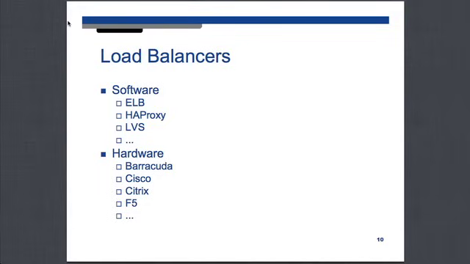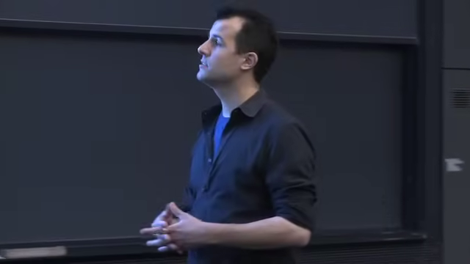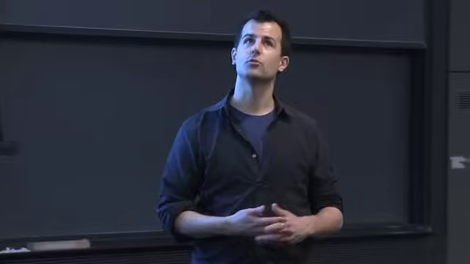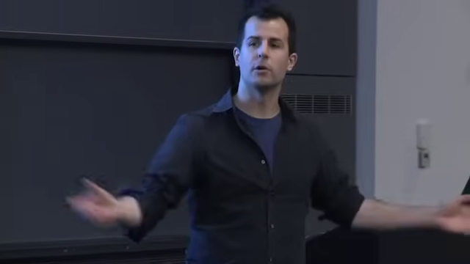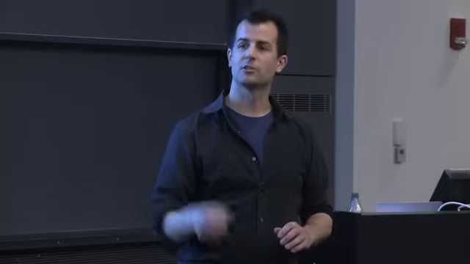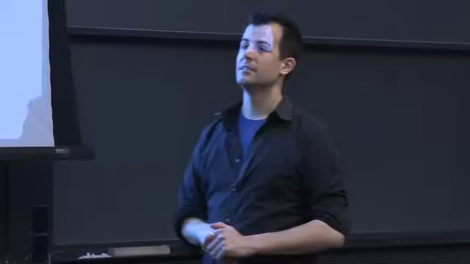And in the world of hardware, people have made big business out of load balancers. Barracuda, Cisco, Citrix, F5 are some of the most popular vendors here, most of whom are atrociously overpriced for what they do. So case in point, Citrix is a popular company that sells load balancers. Take a guess as to what a load balancer might cost you these days. It's a highly variable range, but there are different models. But take a guess. How much did that black box cost? Isaac? In the thousands. Definitely in the thousands, indeed.